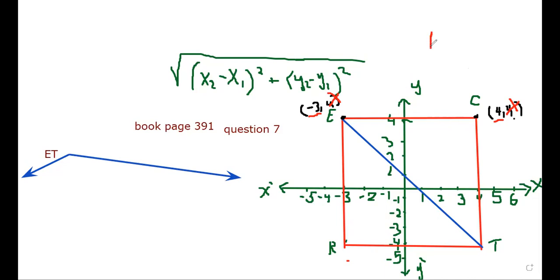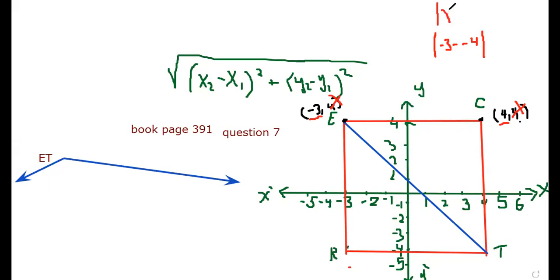So you will find the absolute value of negative 3 minus 4, which is the absolute value of x2 minus x1. Again, since we are looking for a line parallel with the x-axis, we will find the difference between the values of the x coordinates. So this line was 7. And we are going to do the same with CT.